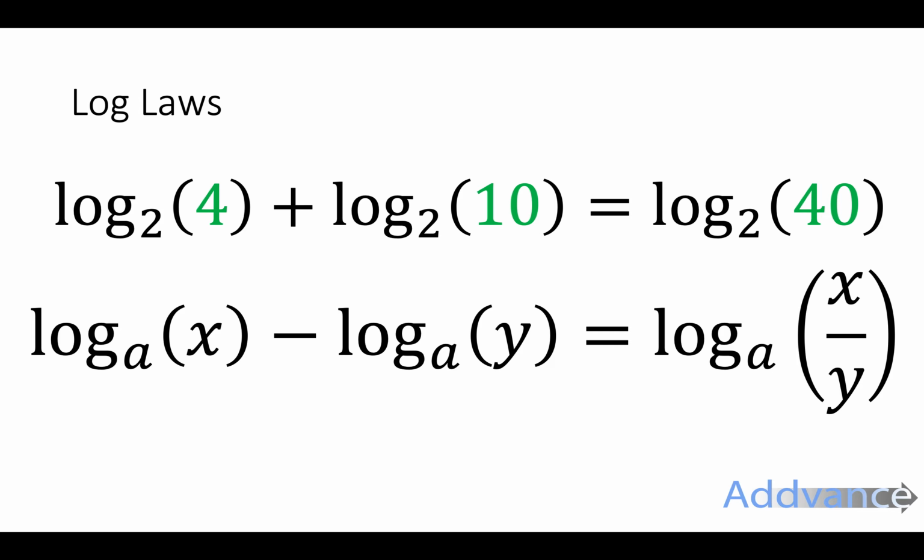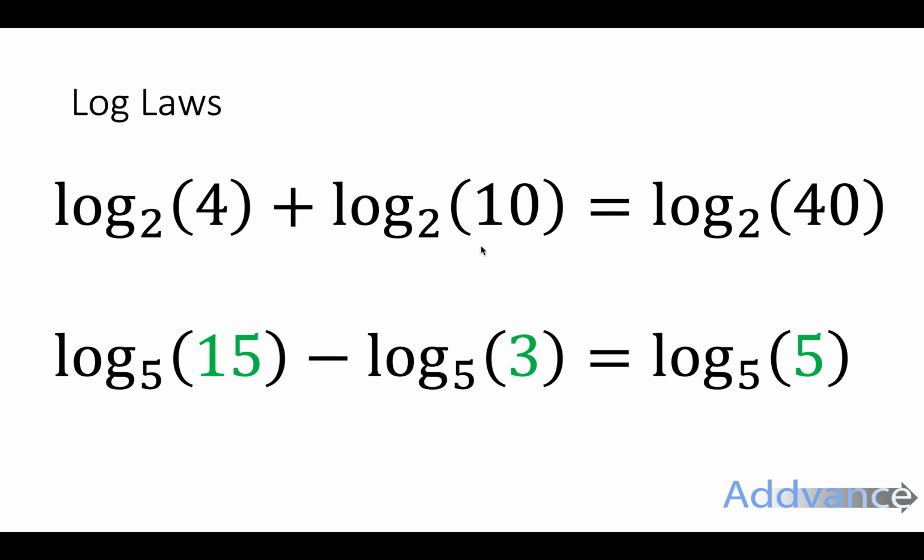An example here, log 2 of 4 plus log 2 of 10 is equal to log 2 of 40, because again we just multiply the 4 and the 10 to make 40. And that simplifies this straight away. Same with this, log 5 of 15 minus log 5 of 3. 15 divided by 3 is 5, so it's log 5 of 5, which would be 1, incidentally.